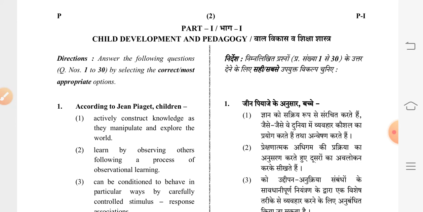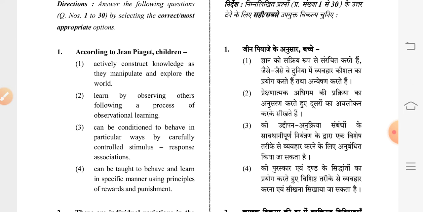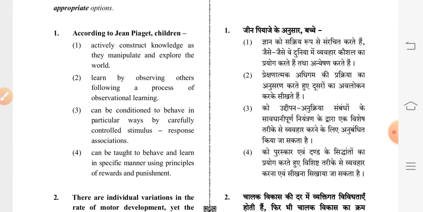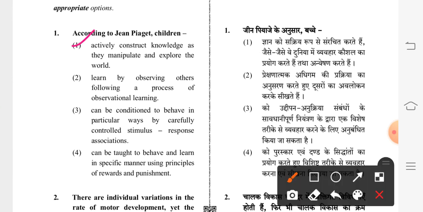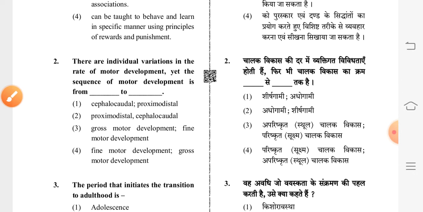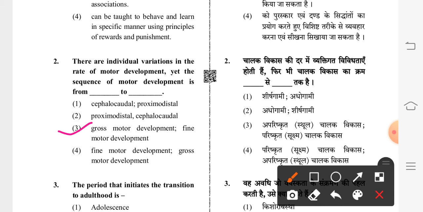For part 1, the first question is, according to Jean Piaget, children are what? Option 1, 2, 3, 4. For this question, the correct option is 1: actively construct knowledge as they manipulate and explore the world. Next question, there are individual variations in the rate of motor development, yet the sequence of motor development is from dash to dash. Correct option is the third option, gross motor development to fine motor development.